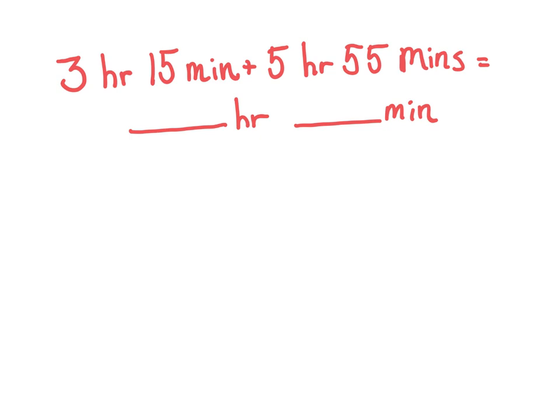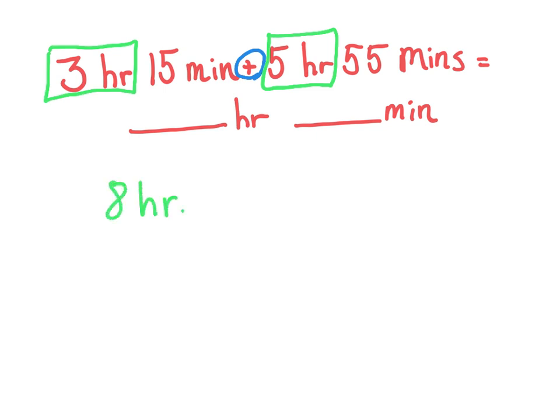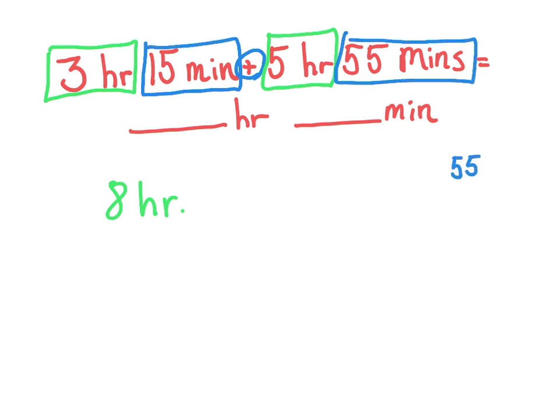All right, next one. I see an addition sign, which is very nice because we are just going to match up the like units, add them up. So that's going to give us 8 hours. And then I'm going to match up the minutes with each other. So 15 minutes plus 55. Well, let's see. Let's add them up to the side. And we get 10, carry the 1, 6, we get 70 minutes.